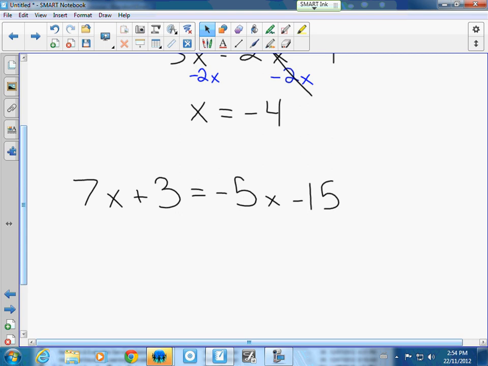What do you think you're going to move first? Let's just kind of talk about that. What do you want to move first? The 3? Sure. You'll move the 3 to the other side. And then what do you want to move next? The negative 5x. Yep. So move the 3 first, then move the negative 5x, then you probably have a division as your last step. Should have 3 steps basically when you're done.